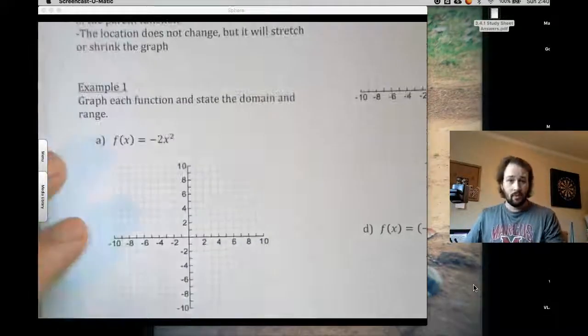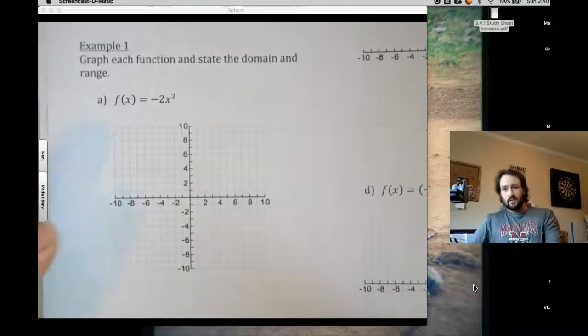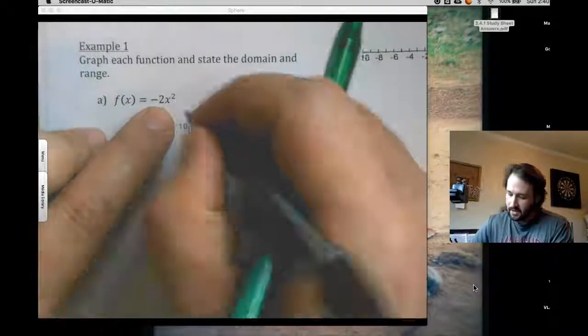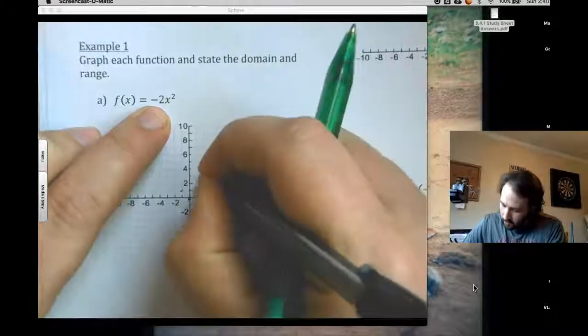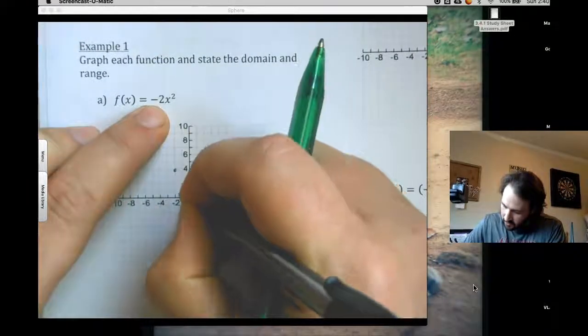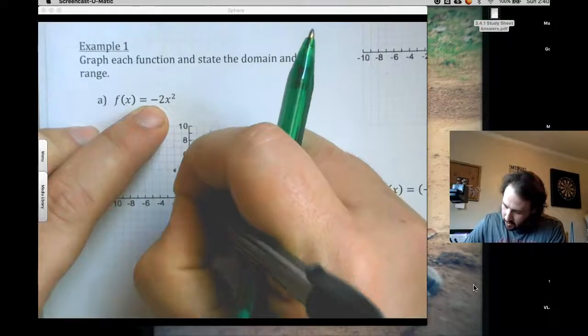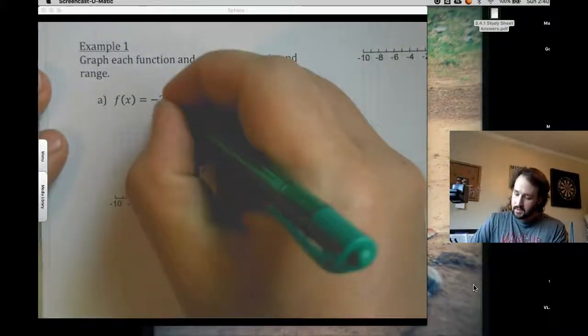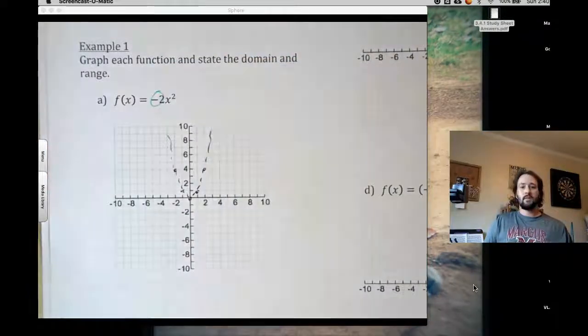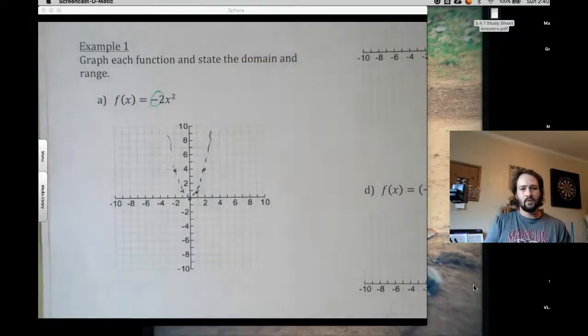So with this first one, we have an x squared. So again, I'm still thinking about my quadratic parent function. So I know I have something-ish like that. So now what this -2 does, notice it's not really in the parentheses with that squared. So what I'm going to do is multiply all of my y values by -2.